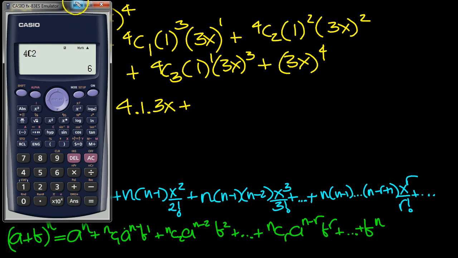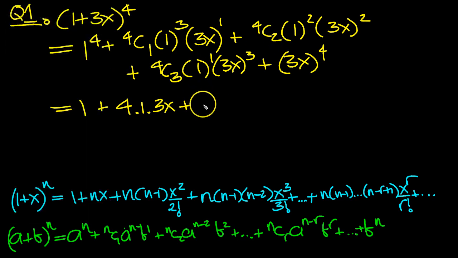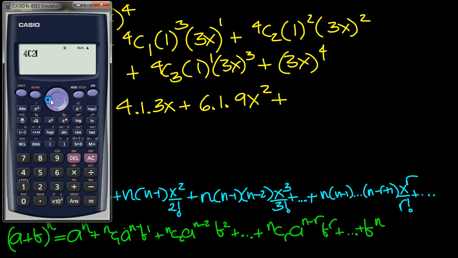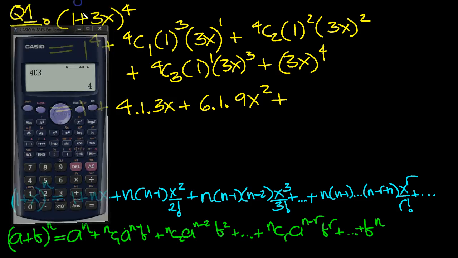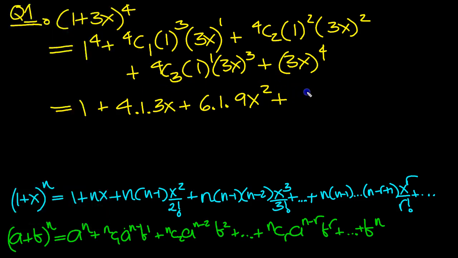4C2 is 6. So we get 6 for 4C2, 1 there, and then 3x squared is 3x times 3x. 3 times 3 is 9, x times x is x squared. 4C3. So let's go back and get 4C3. 4C3 is 4 times the 1 times the 3x cubed. Well, that'll be 27 times the x cubed. 3 times 3 times 3.